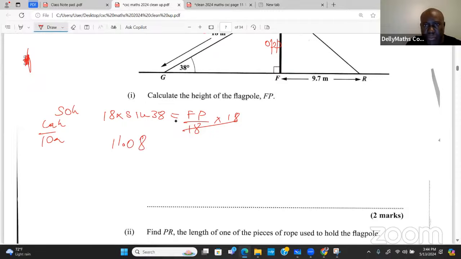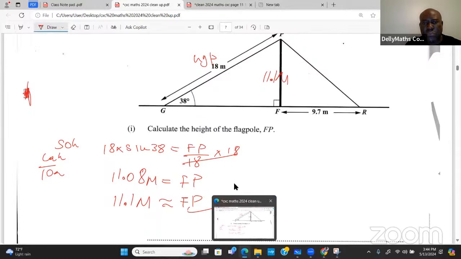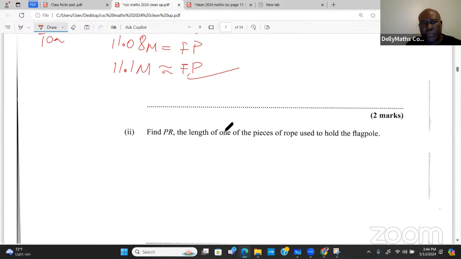11.08 meters is equal to FP. Or you could say 11.1 meters, right? All right, so we have 11.1. I'm going to use 11.1 right there. So right here we have 11.1 meters for that height. All right, let's keep going.